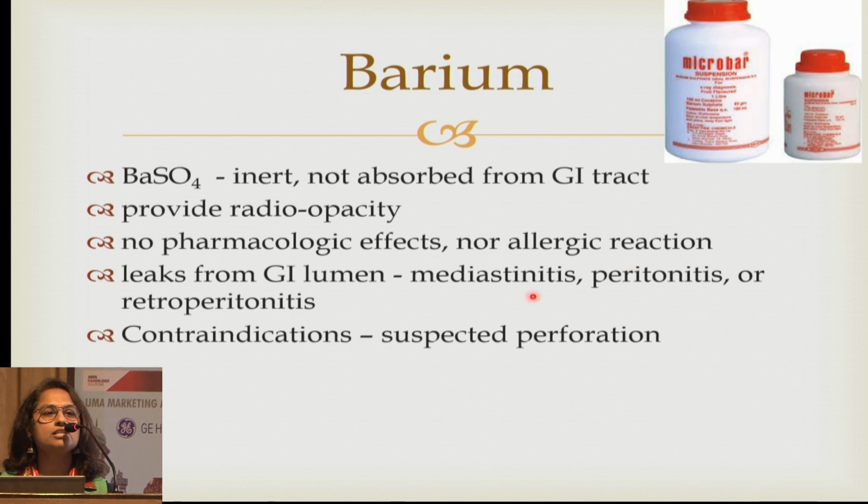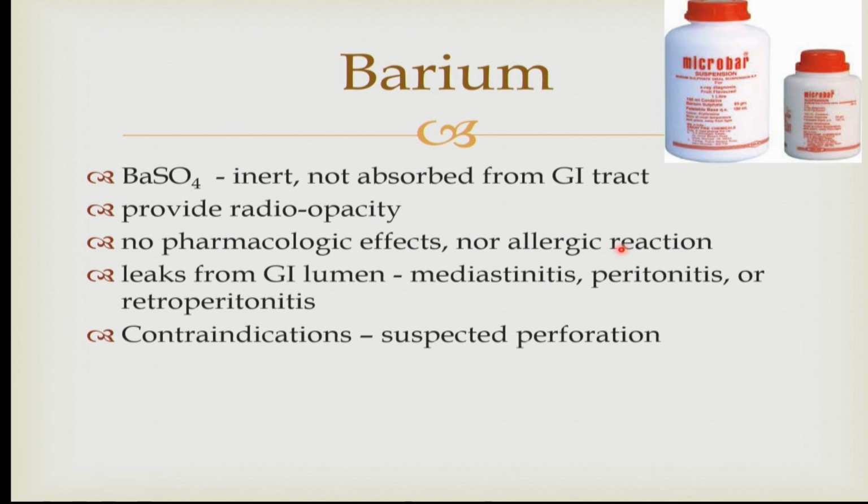What is the contraindication to this positive oral contrast? Suspected perforation, because when it leaks out of the bowel lumen, it will cause an inflammatory reaction in the surrounding structures, such as mediastinitis or peritonitis. But when there is already a perforation and something out of the gastric lumen is already in the adjacent cavity, some sort of peritonitis is already there. So we can call this a relative contraindication.